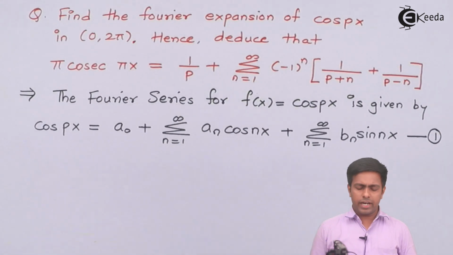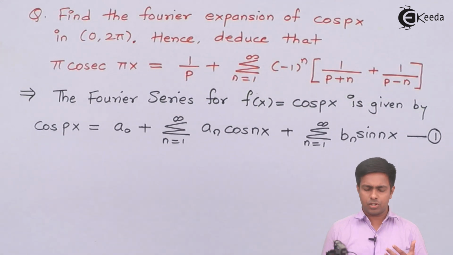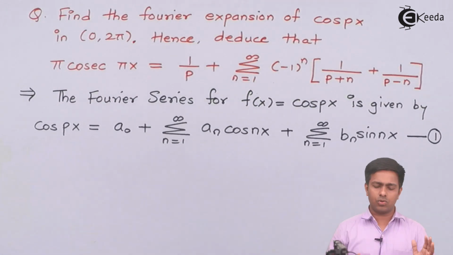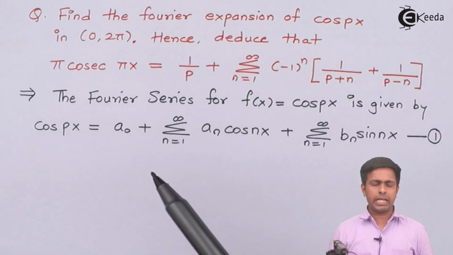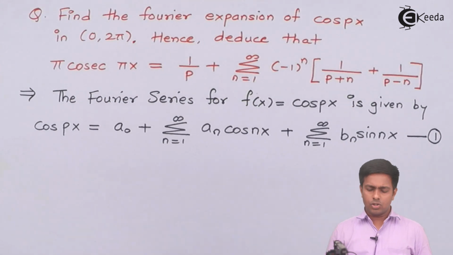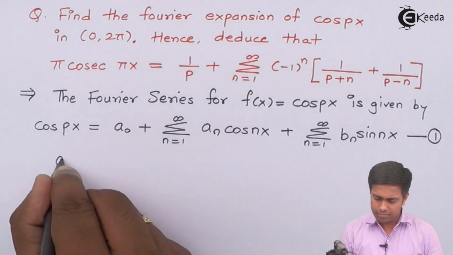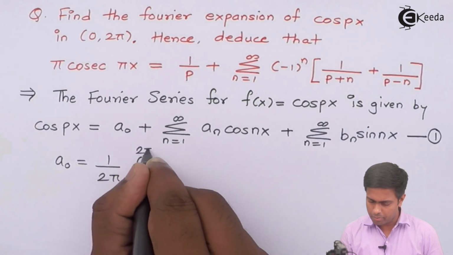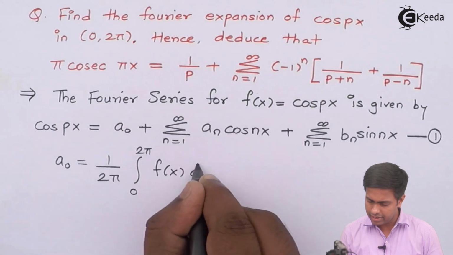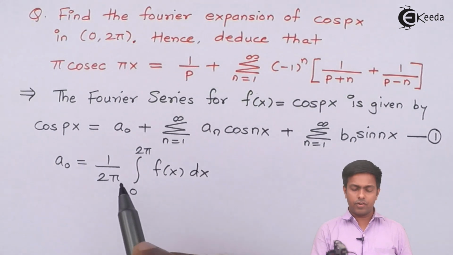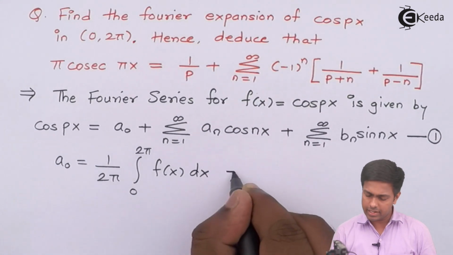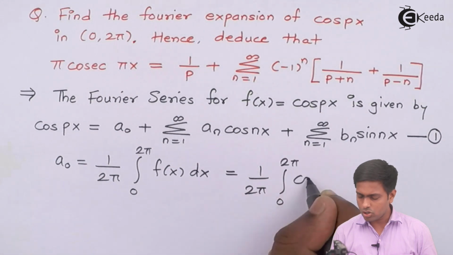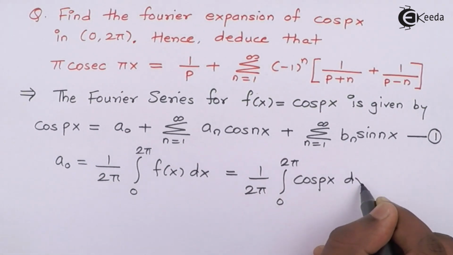Now guys, to get the Fourier series or Fourier expansion of cos of px in terms of sine and cos, we have to first of all evaluate the unknowns. So here the unknowns are a0, an and bn. So let's evaluate them. The formula for a0 is 1 by 2 pi integration 0 to 2 pi f of x dx. Now the value of f of x is given here, which is cos px. So it is 1 by 2 pi integration 0 to 2 pi cos of px dx.